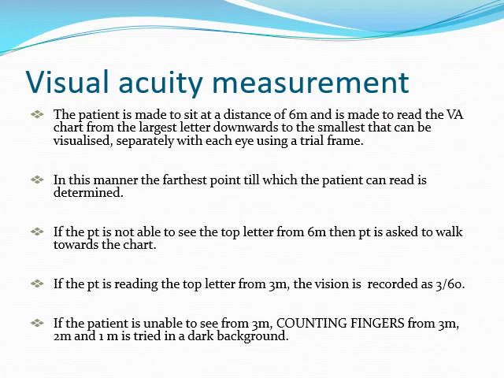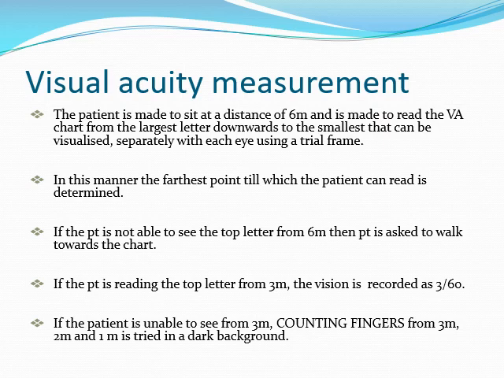If the patient is unable to see, that is, if from 6 meters the patient is not able to see the 6/60 part, then the patient is asked to move up to 3 meters. If the patient is able to see the 60 numbered letter, then we say that the vision is 3/60 and not 6/60.